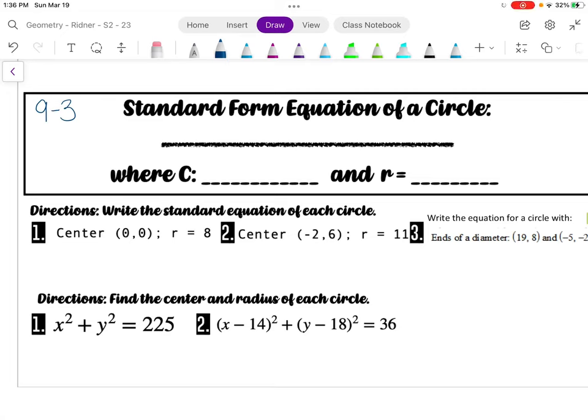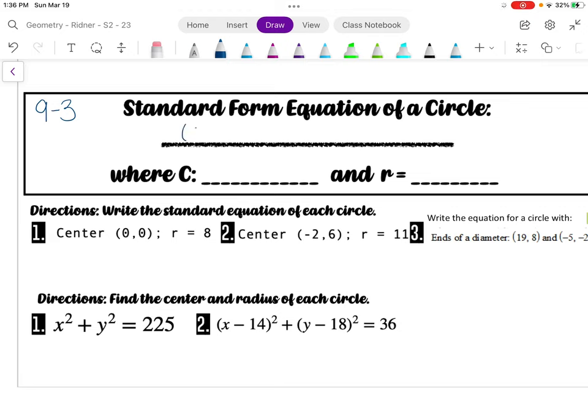All right, we are talking about standard form equation of a circle. So what that means is we're going to graph circles on an XY plane. This is topic 10, but we do this section, which is actually 9-3, in topic 10. So if you're looking for topic 10 material, you are not in the wrong place.